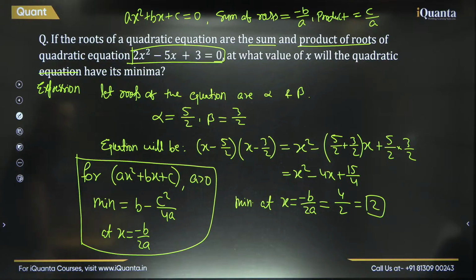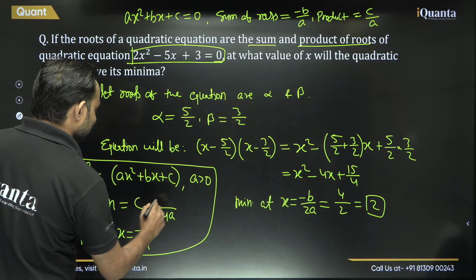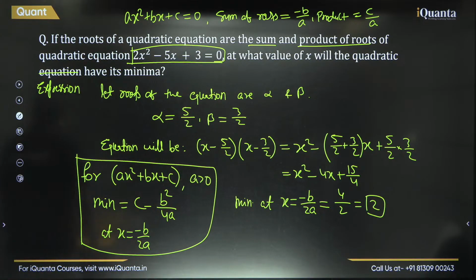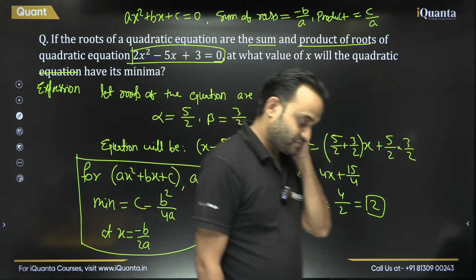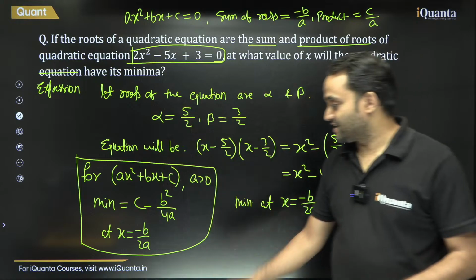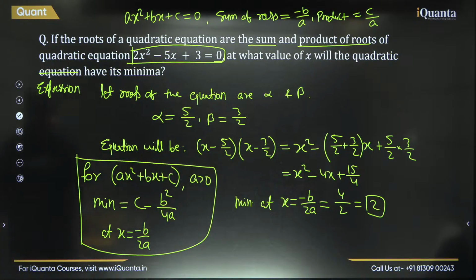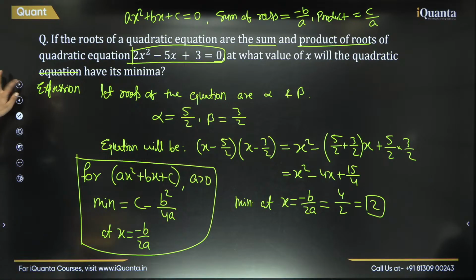Sorry, yes, this should be c minus b square by 4a. That is correct, Ayushman, yes, that is correct. C minus b square by 4a. It just got exchanged. Okay. Let's move on to the next question, guys.